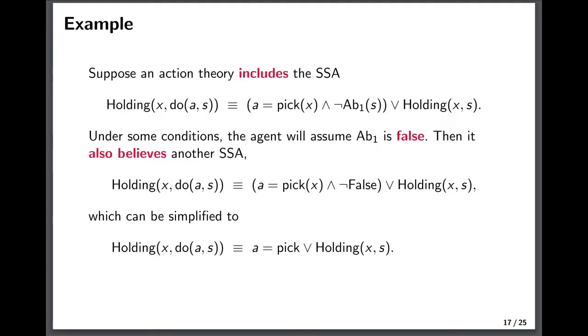To illustrate, suppose an action theory includes this SSA. It says that X will be held after performing action A, just in case either A was the action of picking up X, and AB1 was false, or X was already held. Note that AB1 is an abnormality predicate. Now, under some conditions, the agent will assume AB1 is false, since situations with fewer true abnormalities are more plausible. So the agent then will also believe this other SSA, where we substitute false for AB1. And that can be simplified as shown here.